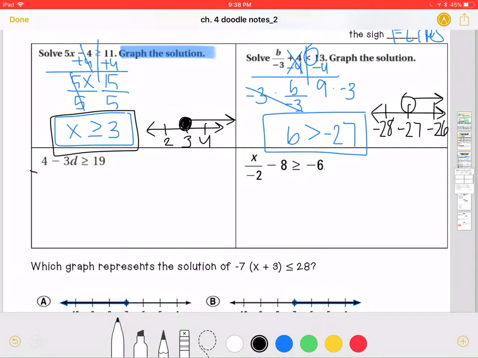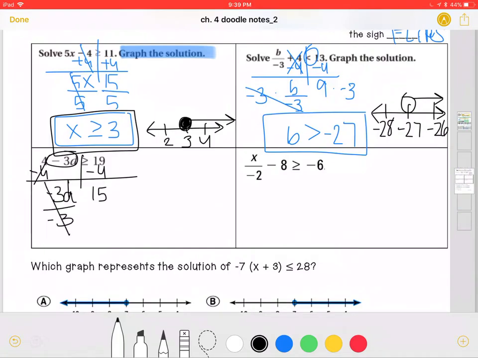I need to subtract 4 on both sides first. Remember, we're not adding 3, because that 3 is attached to the D that's really being multiplied. So let's get rid of minus 4. So 19 minus 4 is 15. Make sure you keep that negative with the 3. So it's negative 3D. So I still need to get D by itself. So that means I need to divide by negative 3.